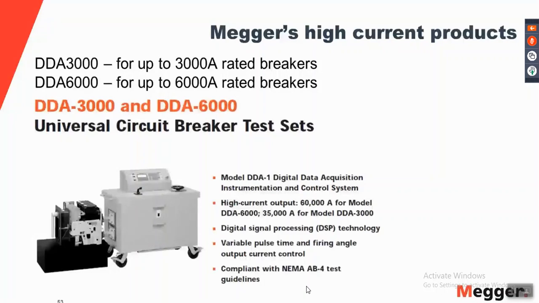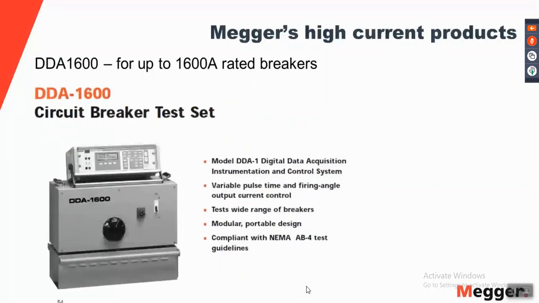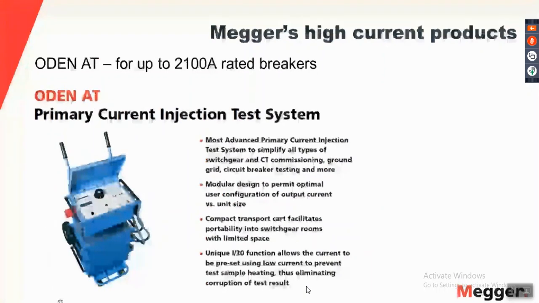As far as what we have to offer now, if you have to test breakers up to 3000 amp rated, you can get a DDA 3000. Then there's a DDA 6000, which you need to be able to test breakers rated for up to 6000 amps. Both of them look very similar. They're pretty heavy set, as you can see. DDA 1600 is smaller and it's rated to test up to 1600 amp breakers. Then you have the Odin, which can test up to 2100 amp rated breakers.